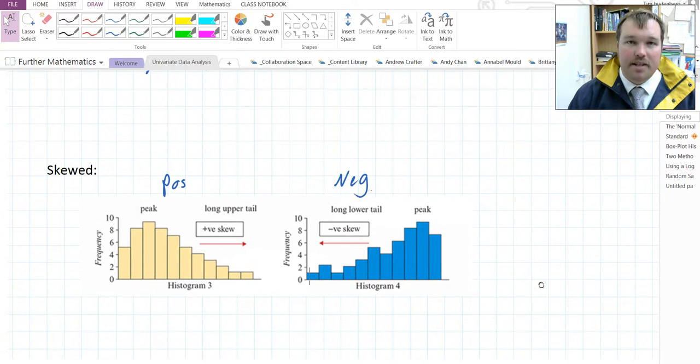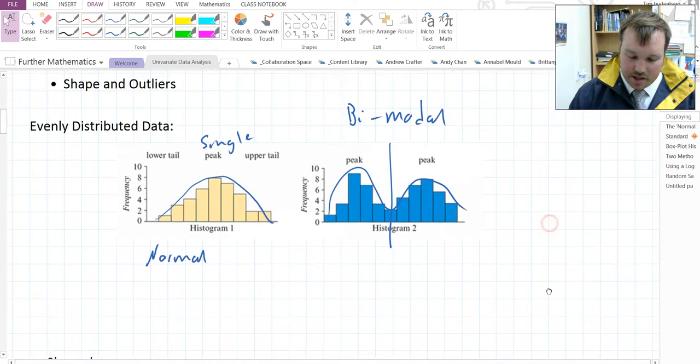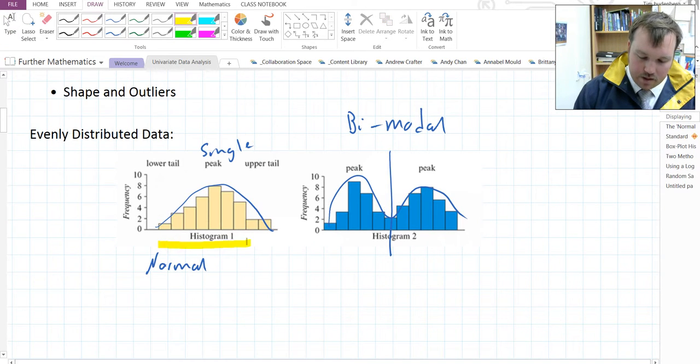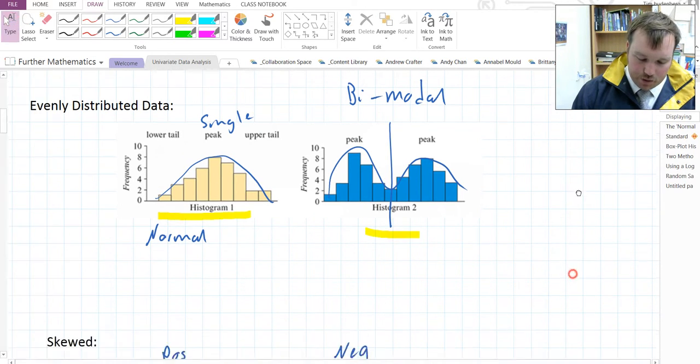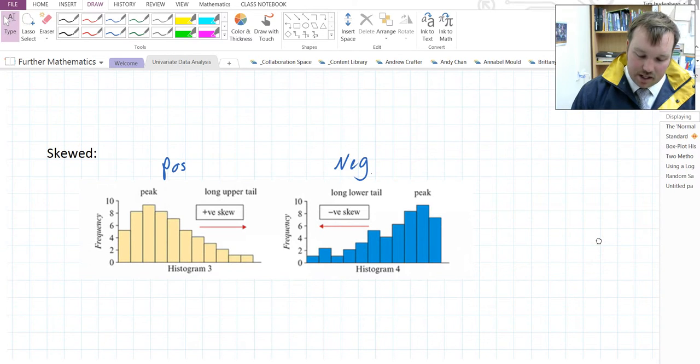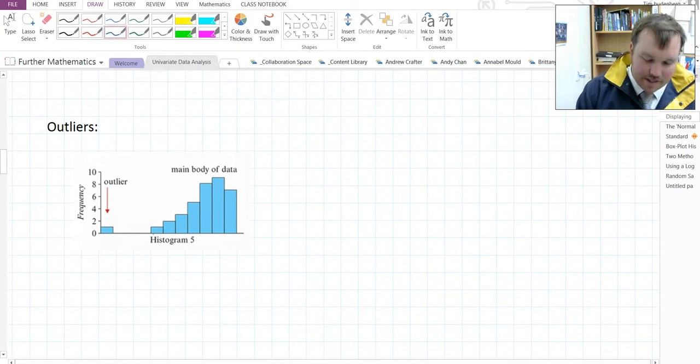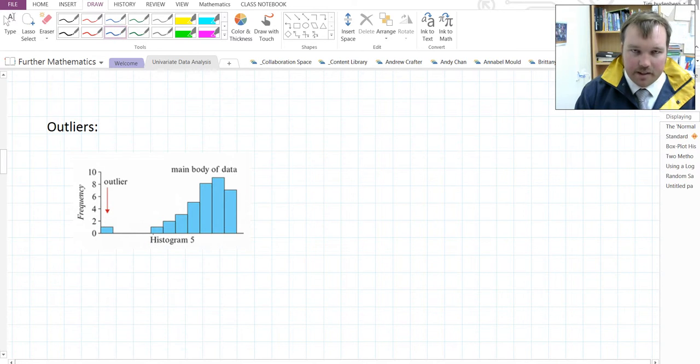So if you're asked to describe the distribution of data, you'll either say it's symmetric, normal, symmetric bimodal, positively skewed, or negatively skewed. Here, for example, we have one that is negatively skewed and contains an outlier. An outlier is one that lies clearly beyond the others.